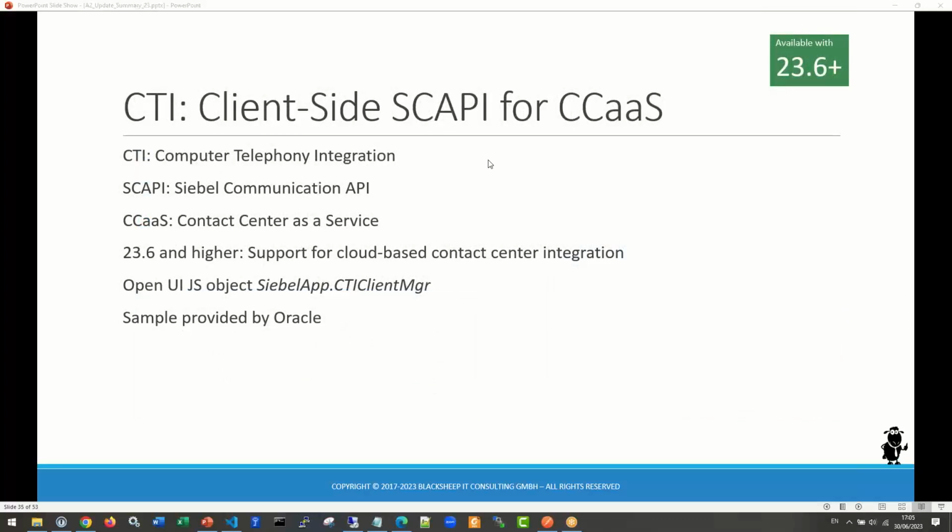Then the CTI integration. Of course, Siebel has a long-standing integration tradition with computer telephony integration, and that is now changing a little bit, as a new way of integrating is available in 23.6 and higher, and that is the client-side SCAPI, or Siebel Communications API. So there's a client-side extension, which means OpenUI JavaScript has an object, especially CTI Client Manager, which you can use.